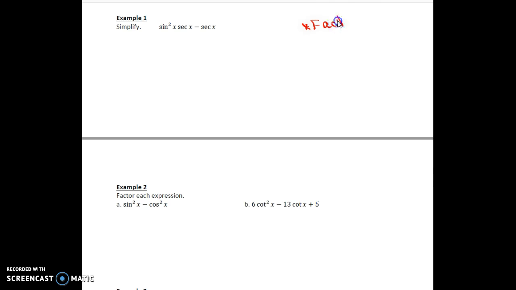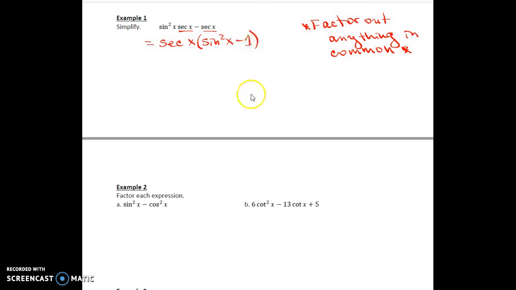And I would say factor out anything in common. So look back at the expression. What do you see that is in common between the first and the subtracted part? What is that? Secant of x. That means that we can factor out secant of x, and we get secant of x times sine squared of x minus 1 in the parentheses.